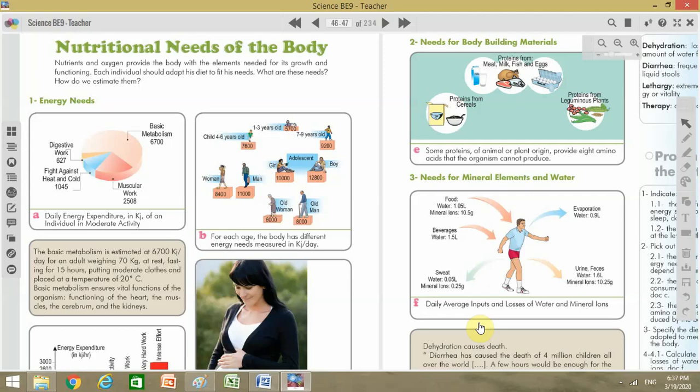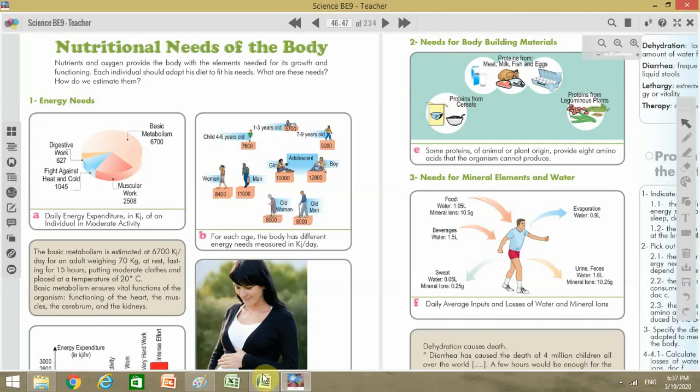Grade 9. Today we'll be talking about the nutritional needs of our body. And in this chapter, we should be able to answer the following questions. Why do we eat? Do we all need the same amount of nutrients? Are these nutrients all used in the form of energy or to supply us with energy?